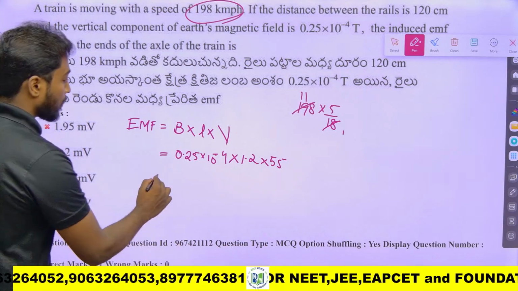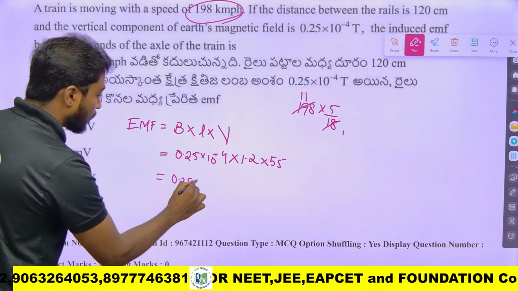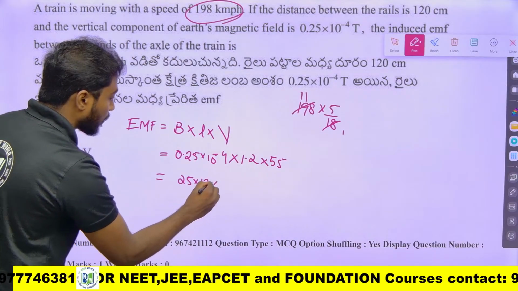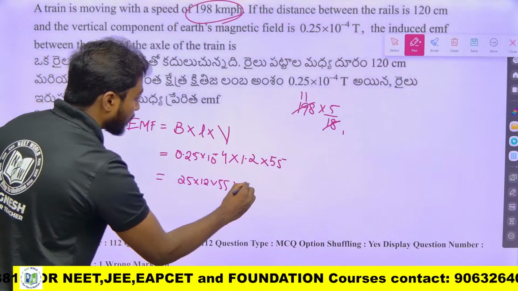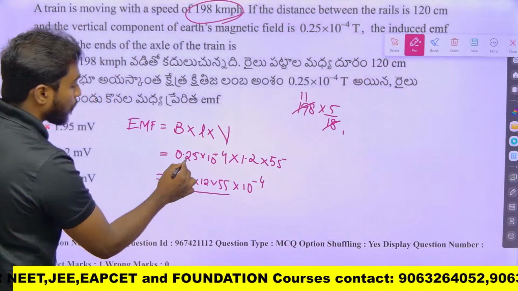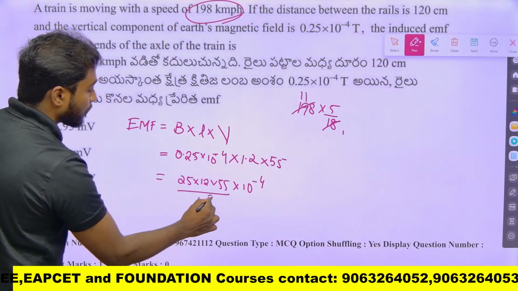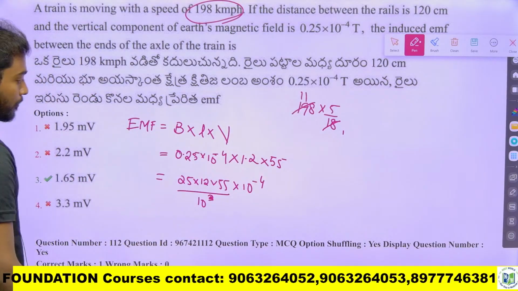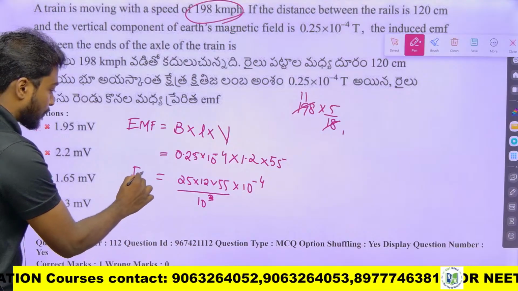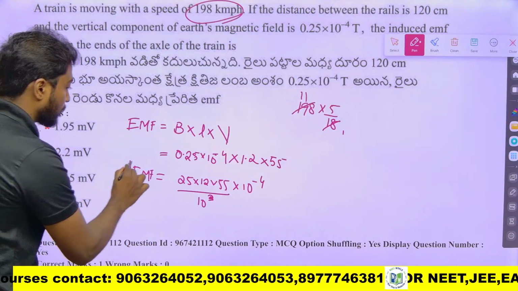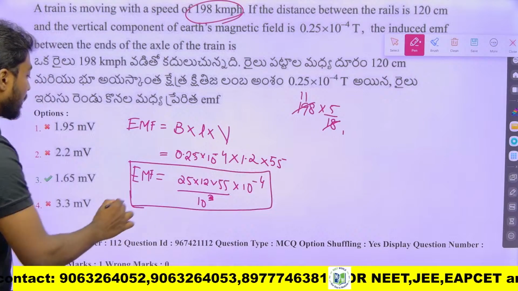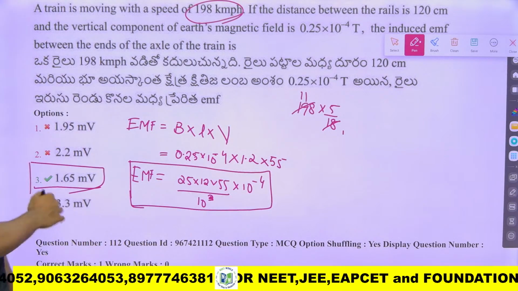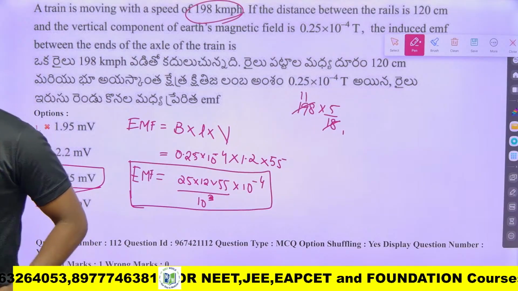So 0.25 into 1.2, I will write it as 25 into 12 into 55 into 10 power minus 4, divided by 1000, 10 power 3. Only the calculation is left, you can do it. From this I can calculate the EMF. The final answer is 1.6, the third option.